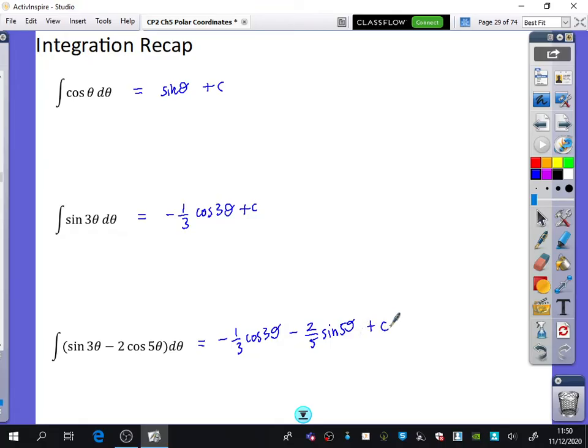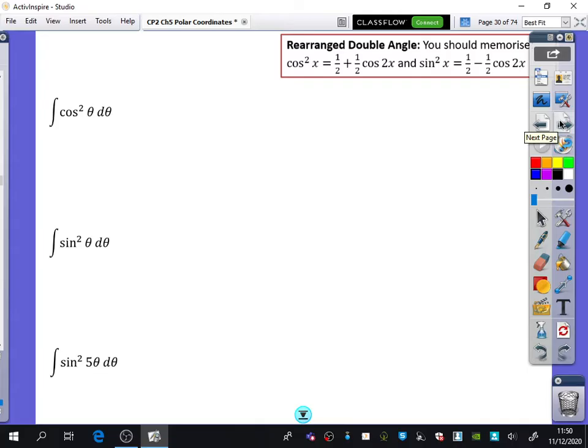Those ones are pretty straightforward, okay? Those are just like the baby bits of integration. But we're going to have now a look as they change a bit. So I asked you for pure maths to memorize the rearranged double angle formulae. I said that these are on that memory page I created for you guys.